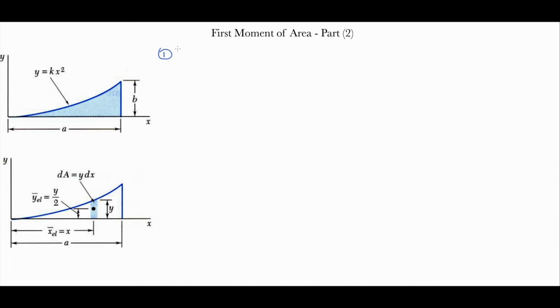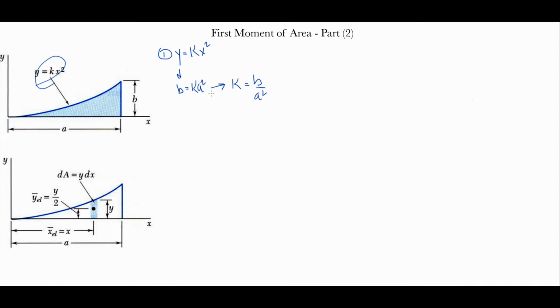The first step, we want to get what's k. If y equals kx squared, which is written here, then if we replace y by b and x by a, so this is b equals k times a squared, and then we can find that k is b over a squared.